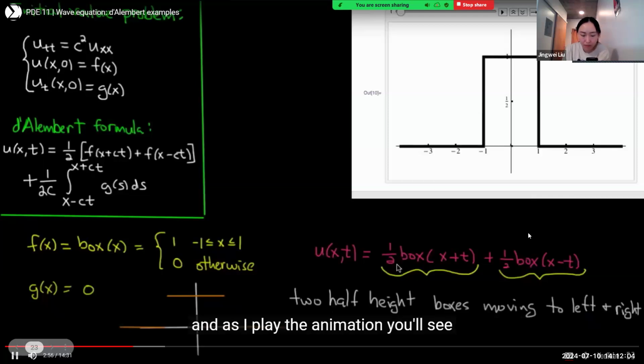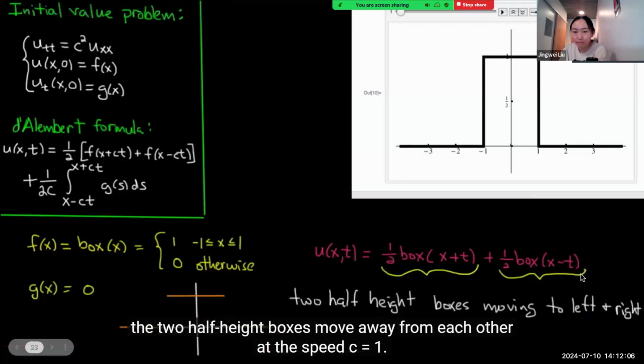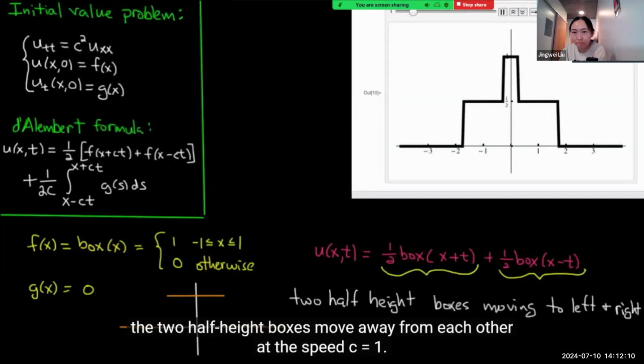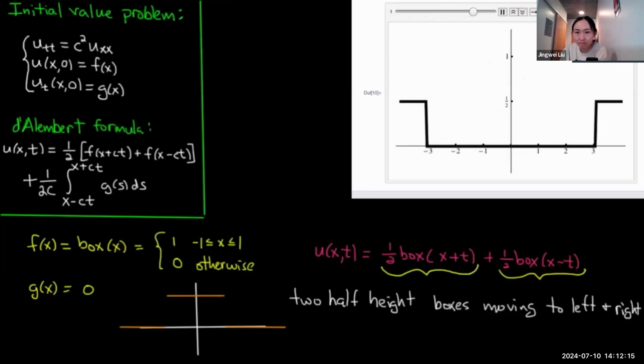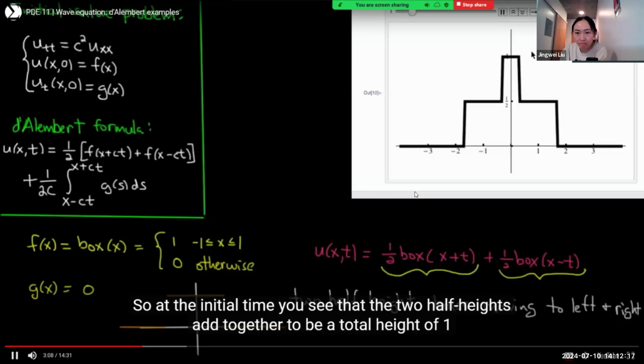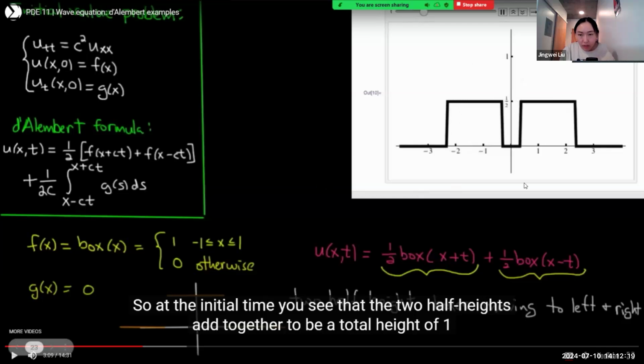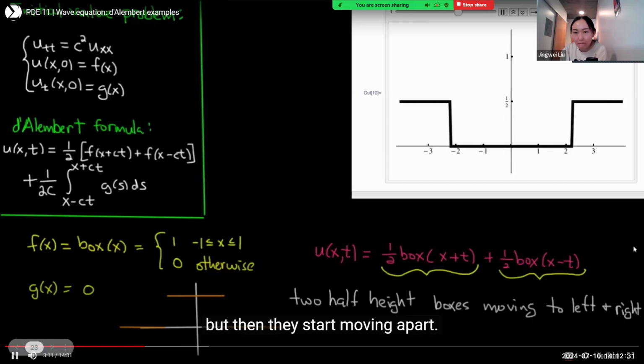And as I play the animation, you'll see the two half-height boxes move away from each other at the speed c equals 1. At the initial time, you see that the two half-heights add together to be a total height of 1, but then they start moving apart. Okay, so as the formula describes, there are two traveling waves, one to the right and one to the left, from the initial position.